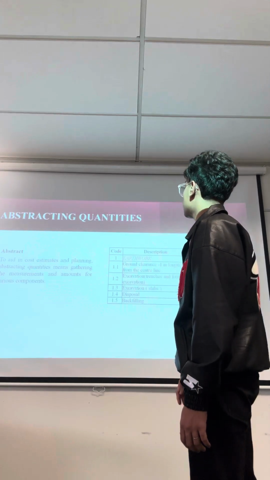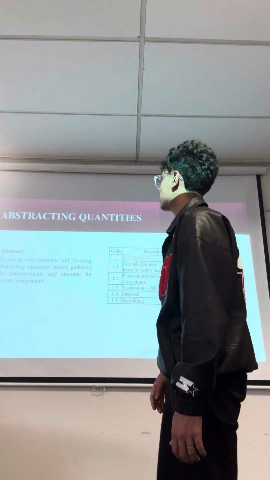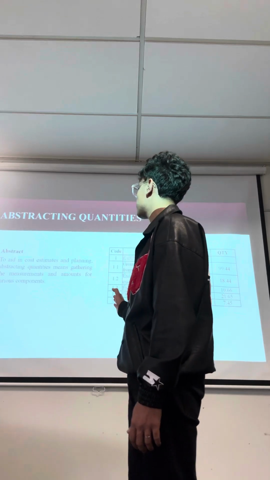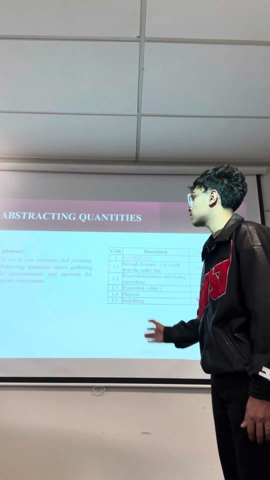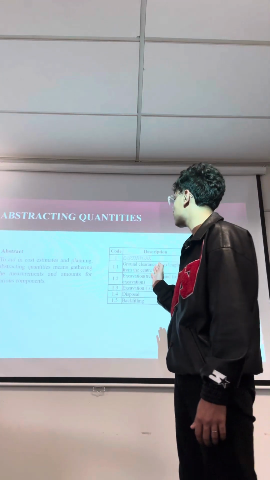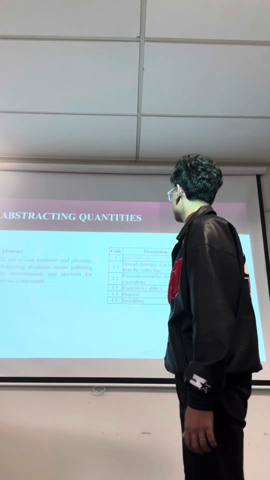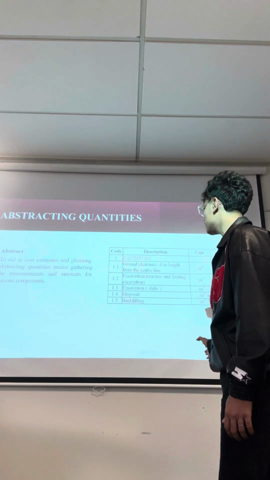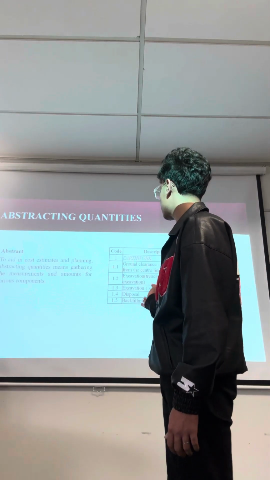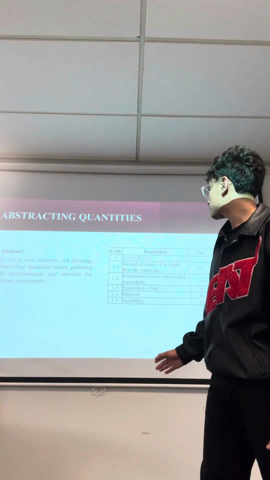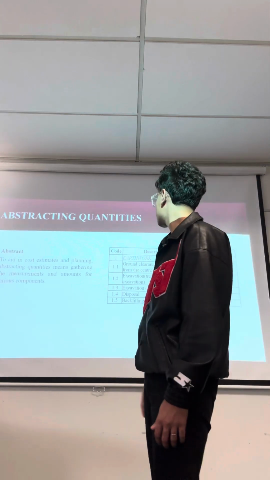So the abstracting quantities to aid in cost estimates and planning. Abstract quantities means gathering the measurements and amounts for various components. As you can see in the description, as I mentioned earlier, the ground clearance 1 meter length from the center line, excavation trenches and footing excavation slabs, disposal and the backfilling.